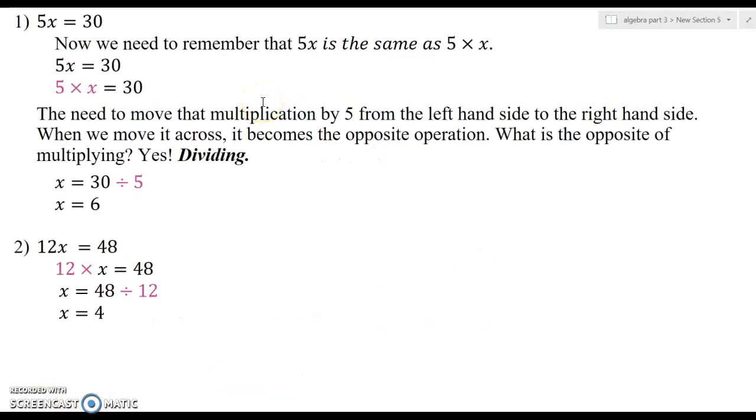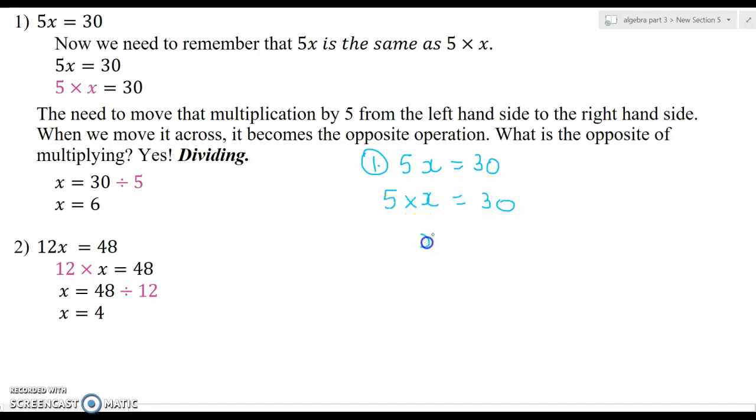Now let's look at some with multiplication. The first one, I'll do it across here. We have 5x is equal to 30. Remember, 5x is the same as 5 multiplied by x. So 5 multiplied by x is equal to 30.